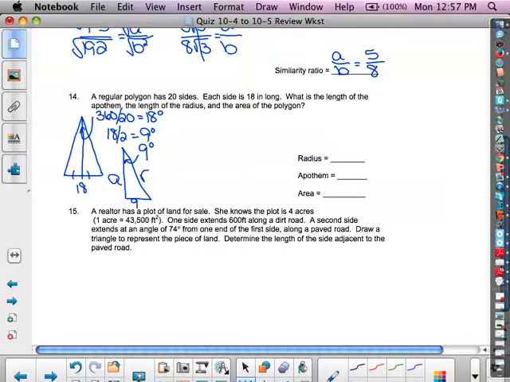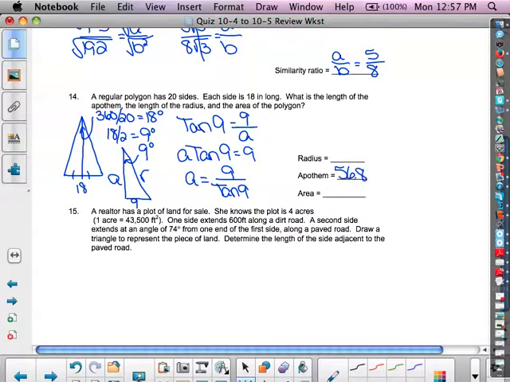So to find the apothem, I will use tangent of 9 is equal to 9 over a. So a times tangent of 9 equals 9. So a is equal to 9 divided by tangent of 9. That's going to give me an apothem of 56.8.